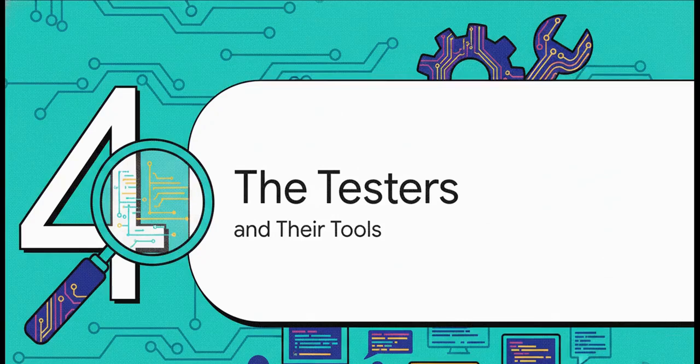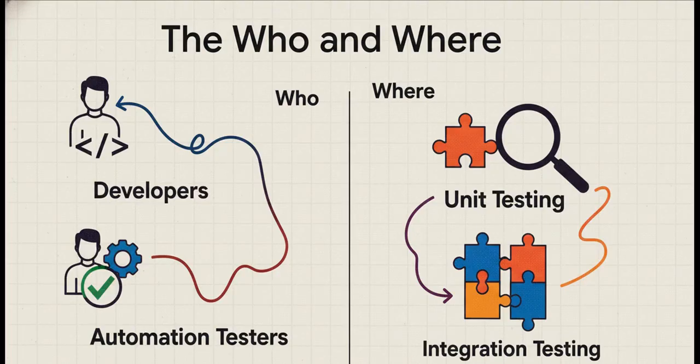So we've looked at these 4 different levels of inspection, from a simple line check all the way to navigating a complex maze. But who is actually doing this navigating, and what kind of tools are they using to map it all out? Well, this isn't a job for just anyone. This kind of deep dive testing is usually done by the developers who actually wrote the code, or by highly skilled automation testers who can read code fluently.